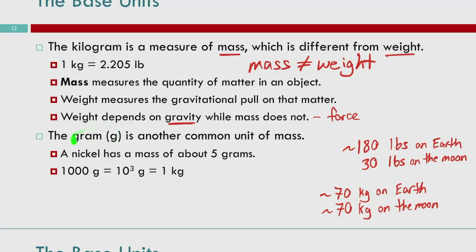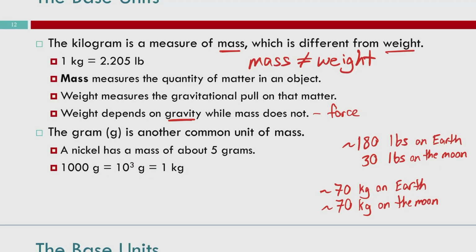The gram is another common unit of mass that we will see. We're often going to be measuring things in the lab in grams because they're smaller than kilograms. A nickel has a mass of about 5 grams. So 5 cents, 5 grams. 1,000 grams, 10 to the third grams, is 1 kilogram. We'll learn about metric prefixes in a bit.